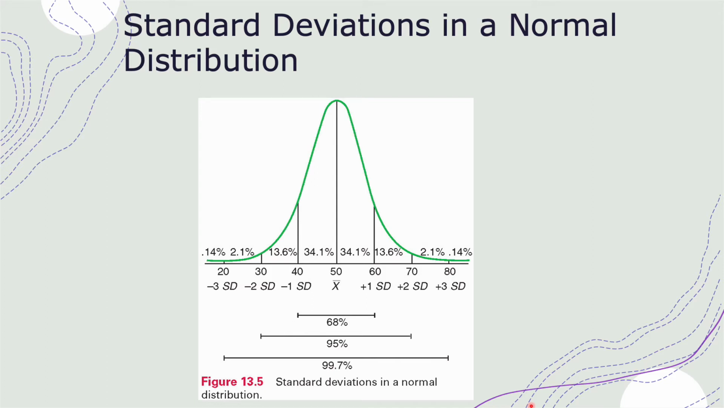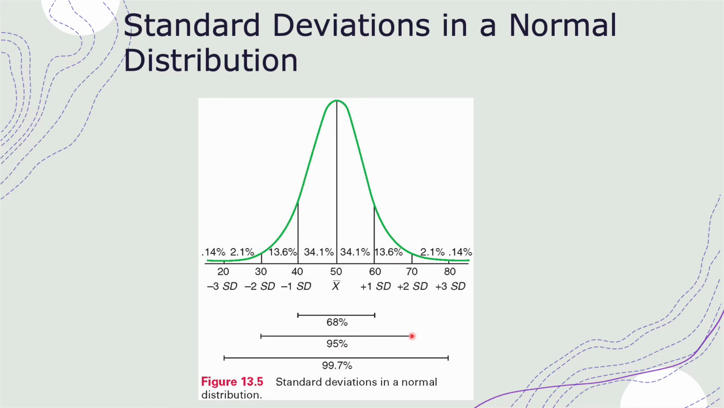What is standard deviation? In a normal distribution, there are three standard deviations above, plus 1, plus 2, plus 3, and three below, minus 1 standard deviation, minus 2 standard deviations, and minus 3 standard deviations. Let's look at figure 13.5 from your textbook. 68% of the cases are within 1 standard deviation. 34 here, 34 here, minus 1 plus 1 is 68%.